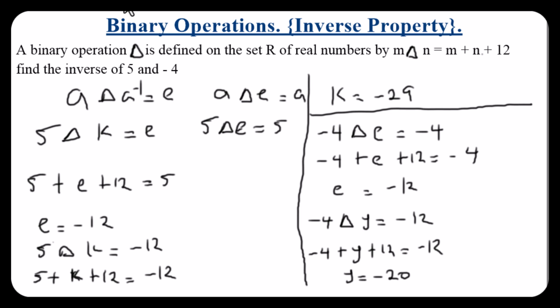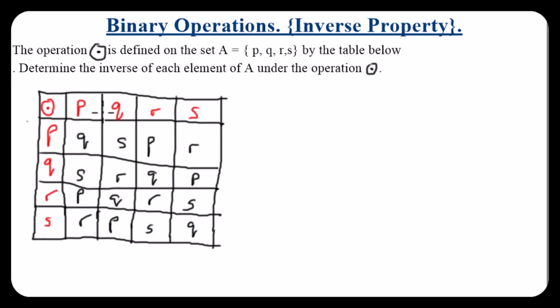So let's do one more example to see how well we understood this particular concept. For the last question, we're told the operation O dot is defined on the set A equal to PQRS. PQRS are the members of set A by the table below. So we are to determine the inverse of each element of A under the operation O dot.